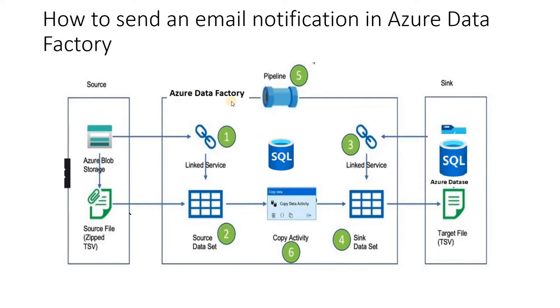So we are going to use Azure Data Factory to write the data from source to sink. As you know, we need to create a linked service for Blob Storage and one more linked service for the sink, and two datasets. One dataset is for Blob Storage and one more dataset for the sink, and we need to create a pipeline and add some activities.